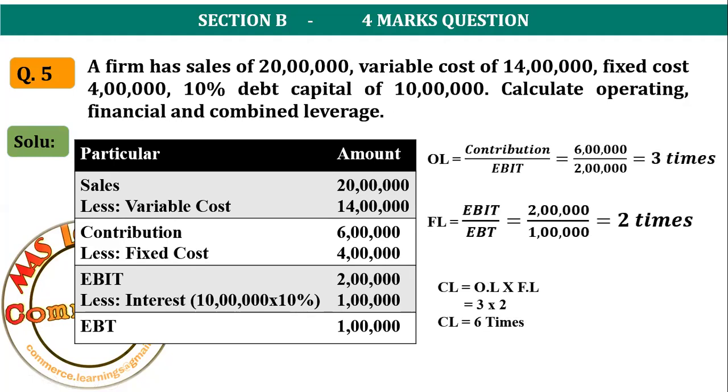Now apply formula. We have to apply three formulas: operating leverage, financing leverage, as well as combined. If you simplify, you will get all these answers. That is 6 lakh divided by 2, 3 times. EBIT by EBT, 2 lakh by 1 lakh, 2 times. Combined leverage, you just have to multiply operating into financing. Next one.